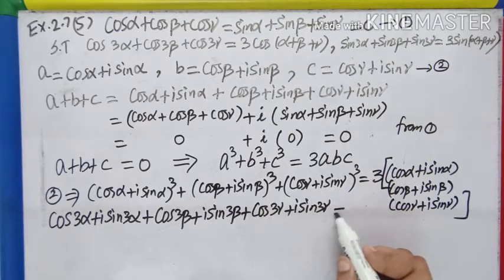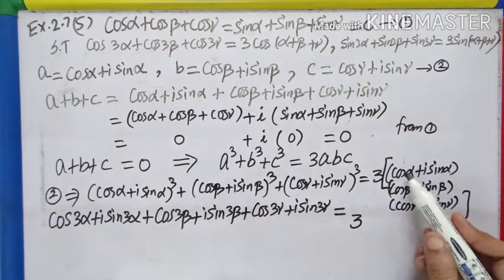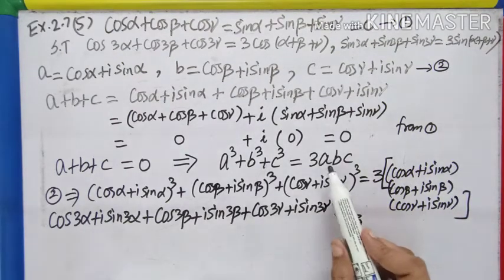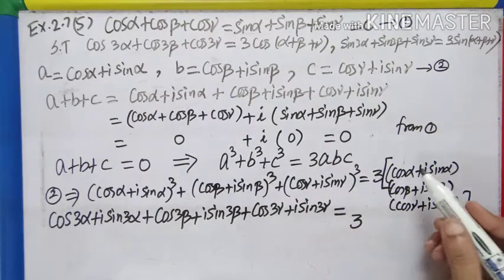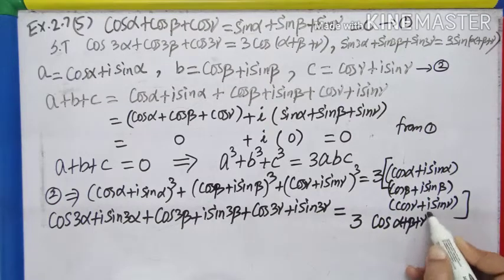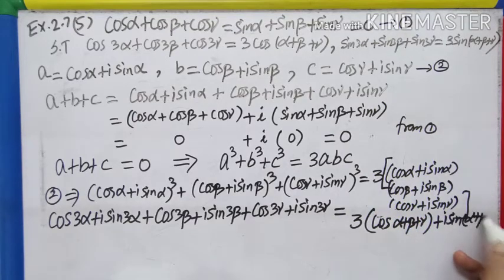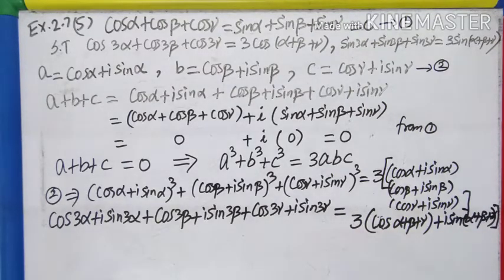And once I have done the right hand side, it is a product. Product of what? 3 complex numbers. What do you mean by product of 3 complex numbers? Add all the arguments. Cos alpha plus beta plus gamma plus i sin alpha plus beta plus gamma. So we have added the arguments. 3 into cos, add all the arguments, plus i sin, add all the arguments.